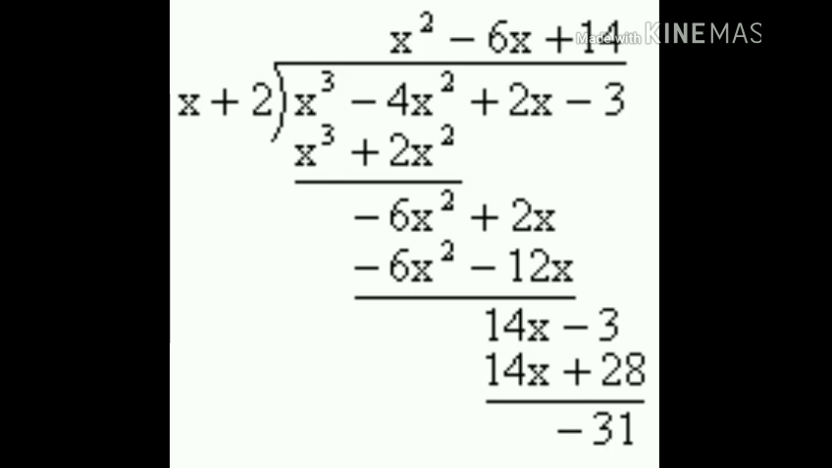And subtract again. Negative 6x squared plus 2x minus negative 6x squared minus 12x. So the answer is 14x. And now bring down negative 3. And you start dividing again by the divisor, continuing the process. So the answer is 14, and 14 times the divisor is equal to 14x plus 28, and then subtract. And there is a remainder, which is negative 31. So your final answer is x squared minus 6x plus 14, remainder negative 31.